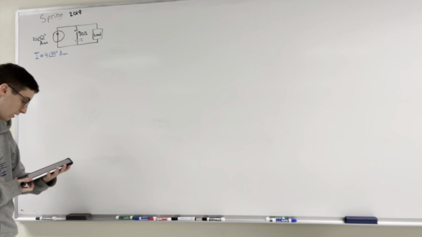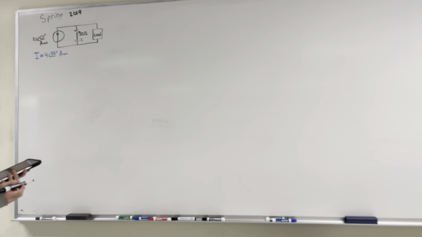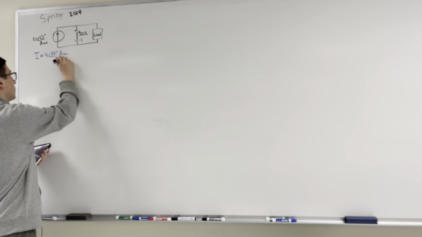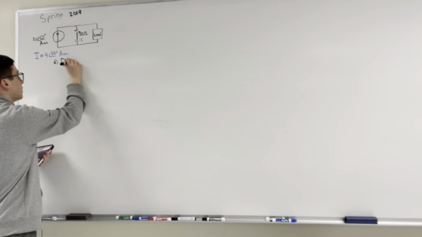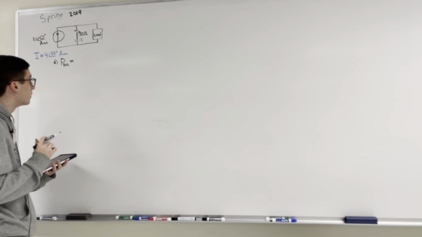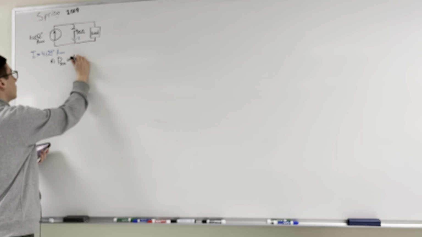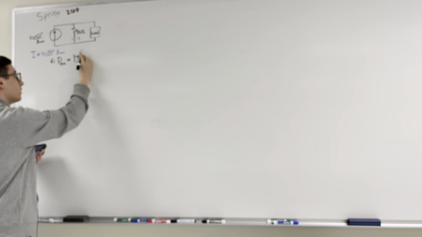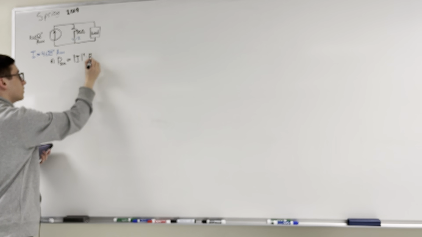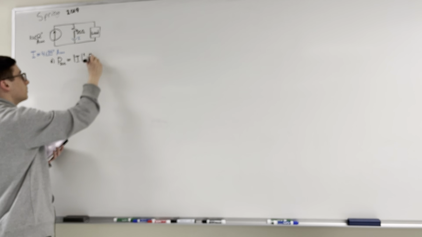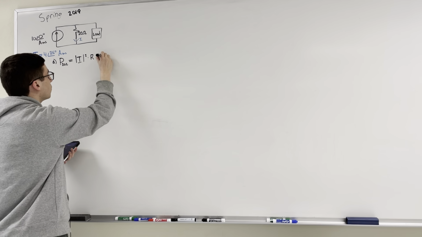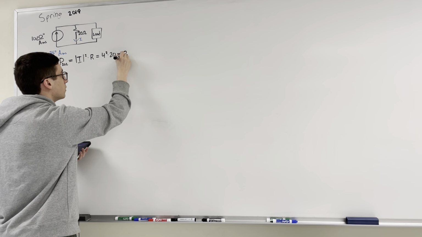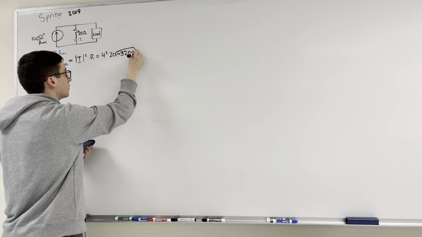Okay, and that's going to be pretty simple. We're just going to use the equation P of 20 ohms is equal to the magnitude of the current flowing through it squared times the resistance of the resistor. So that's simply going to be 4 squared times 20, which is equal to 320 watts.